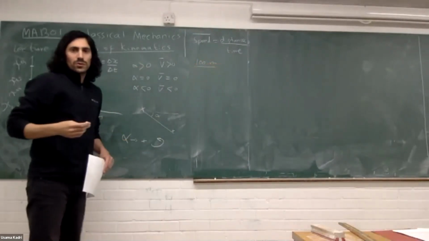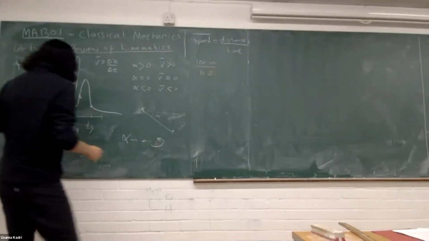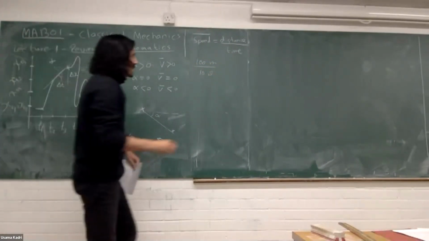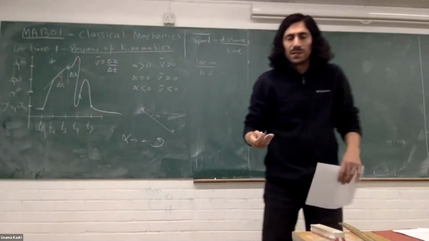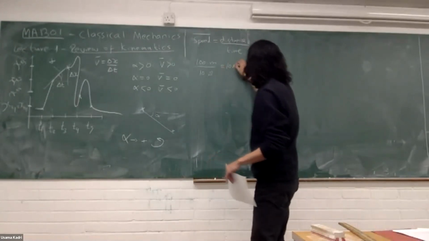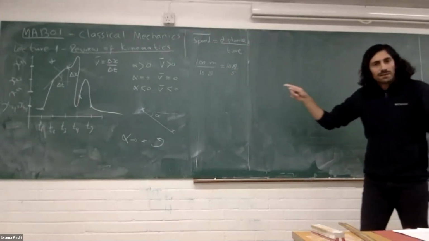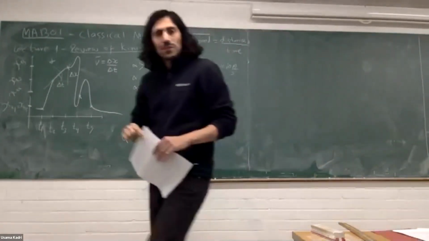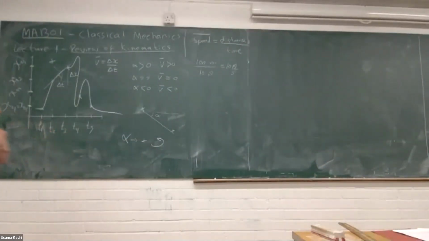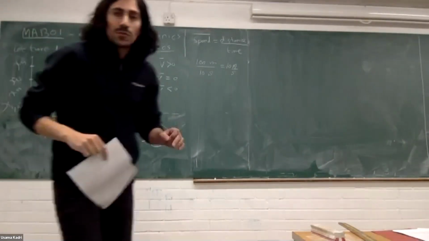And let's assume that it took 10 seconds to go from T1 to T5. The average speed, then, you would say, is 10 meters per second. That is the average speed. What is the average velocity? We did it before. The average velocity between T1 and T5 is 0.